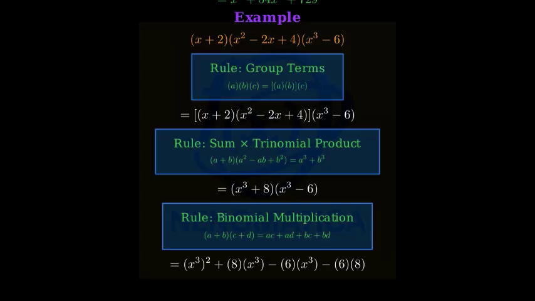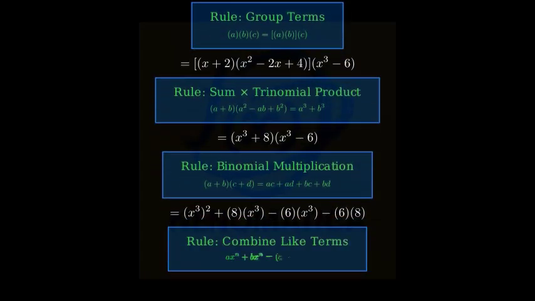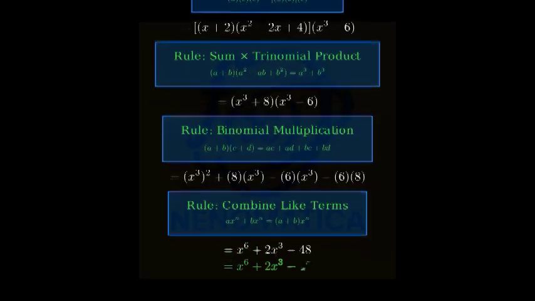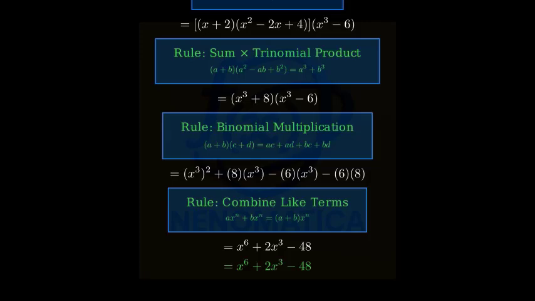Let's simplify this expression. x cubed squared equals x to the 6th power. 8 times x cubed minus 6 times x cubed equals 2 times x cubed. And negative 6 times 8 equals negative 48. So our final answer is x to the 6th power plus 2x cubed minus 48.